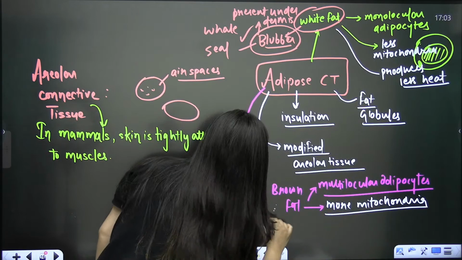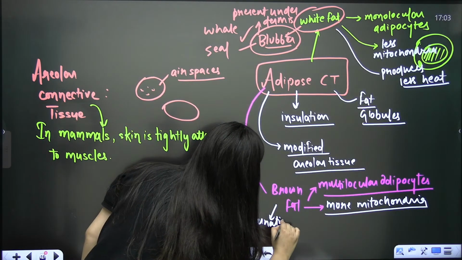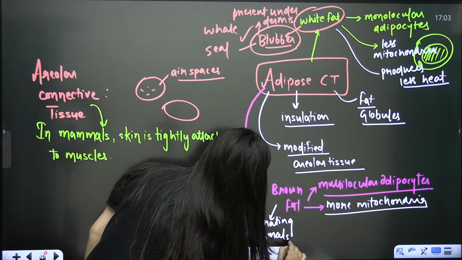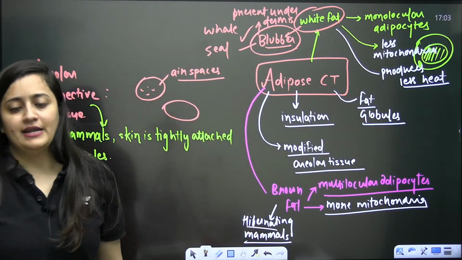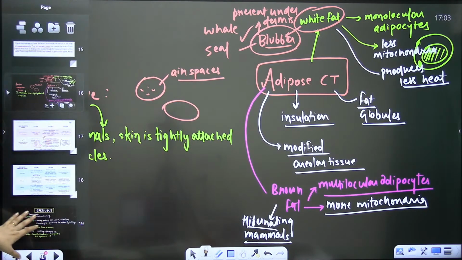We will see them in hibernating mammals. You will find it in the case of rats, in the case of rodents. You will find this brown fat. So it is having more mitochondria, so it will produce more energy. So these are the examples of loose connective tissue. Done?